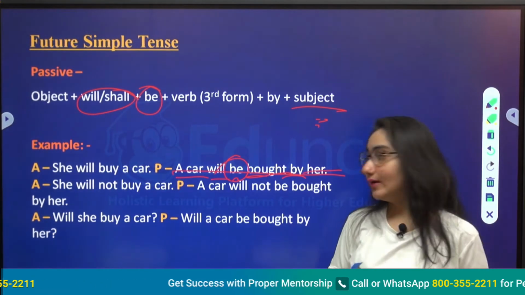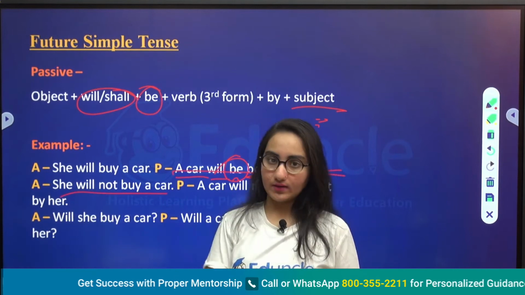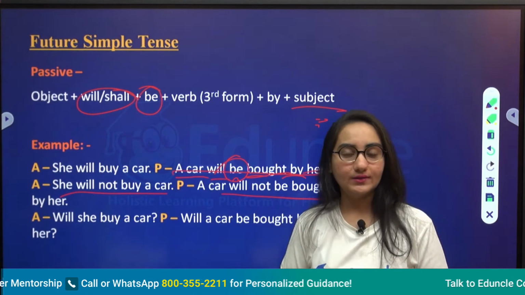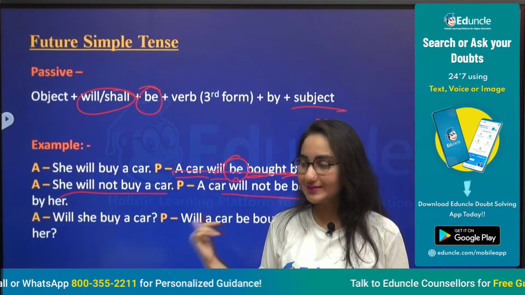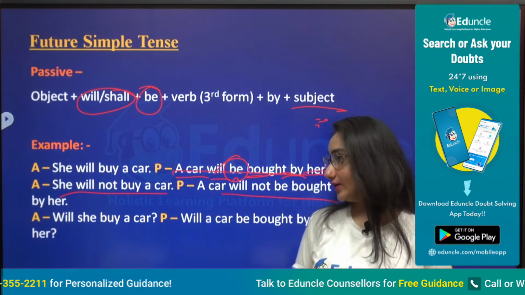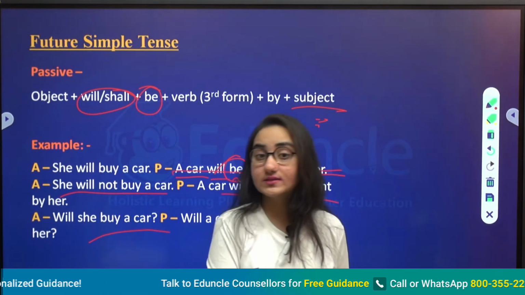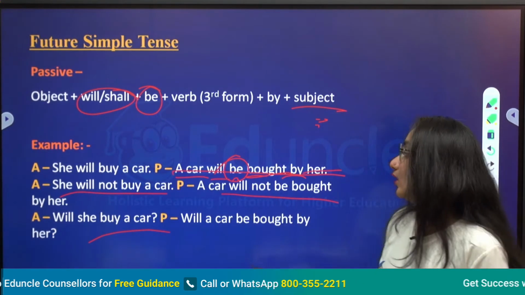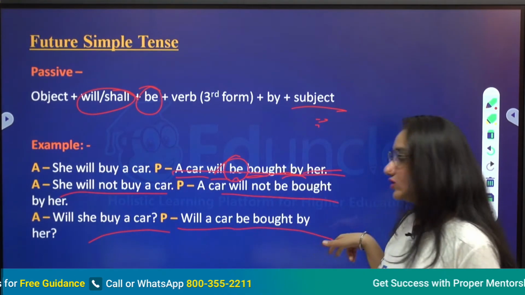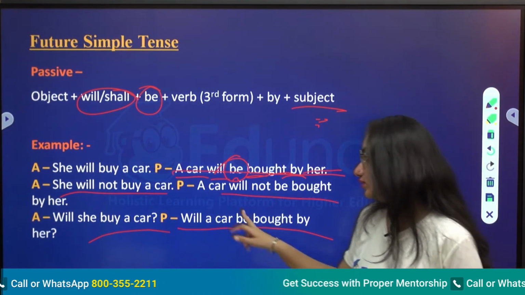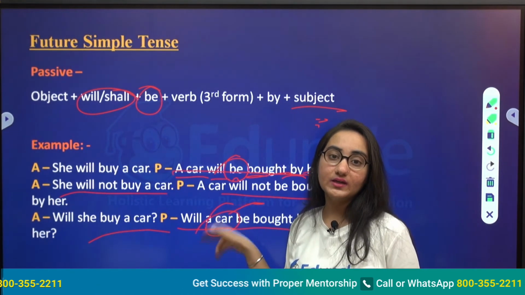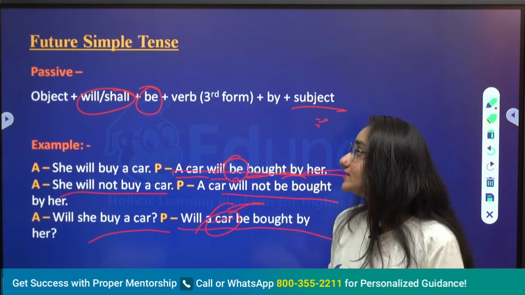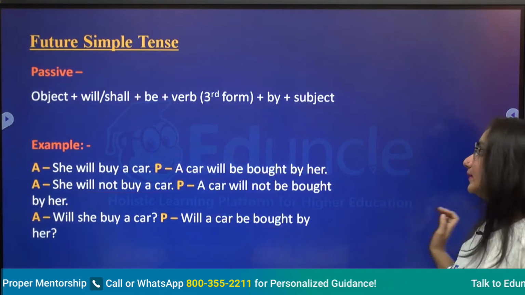Now if I take another example: she will not buy a car. So, a car will not be bought by her. This is the passive voice of that sentence. Now if I talk about the interrogative sentence: will she buy a car? This sentence is in the future simple tense and it's an interrogative sentence. So how I will convert it is: will a car be bought by her? So this is how the subject, the object, be, and will/shall are put into the sentence. This is all about the future simple tense.